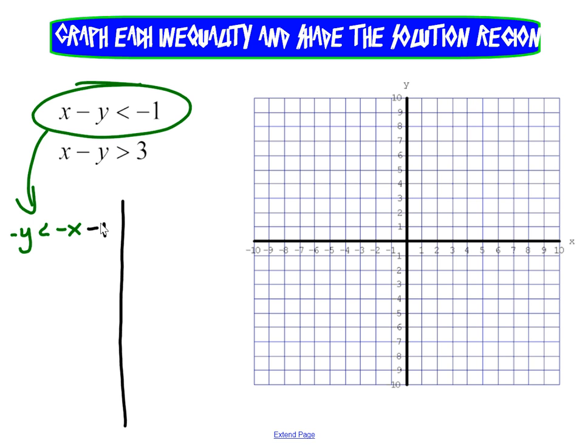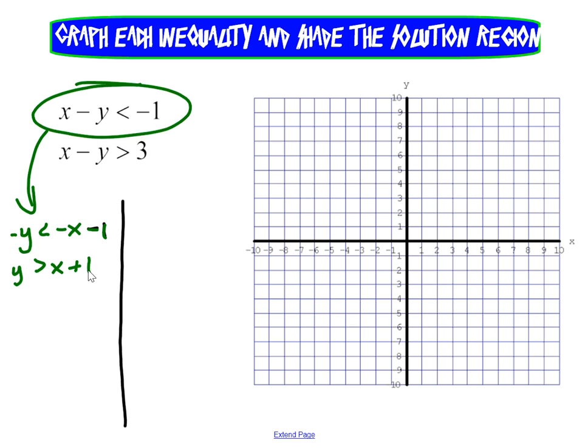Okay. Now I am going to divide everything by negative 1. Now when I do that, make sure you flip your inequality because we are dividing our entire equation by a negative number. So I get y is greater than x plus 1. Now, I have it in slope-intercept form, so I'm good to go there.